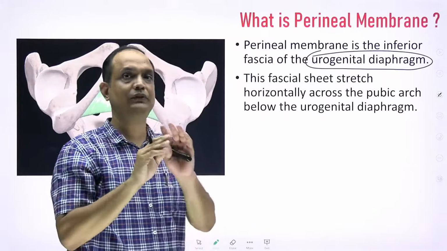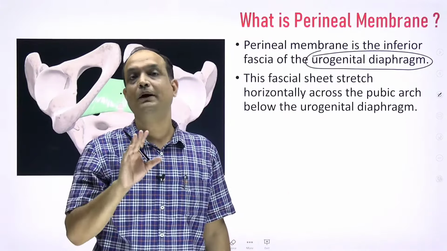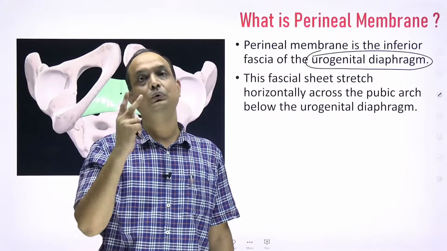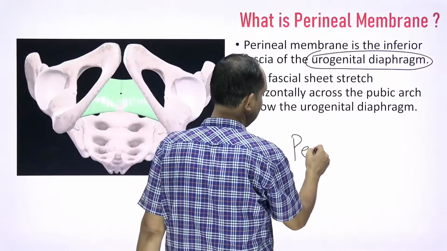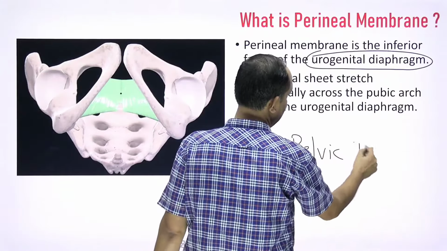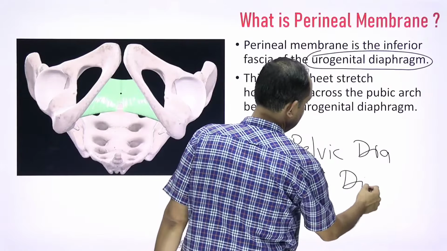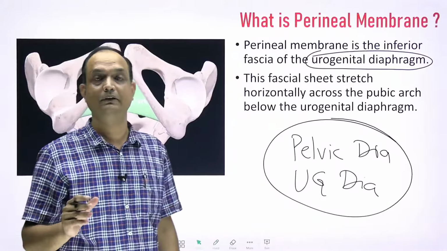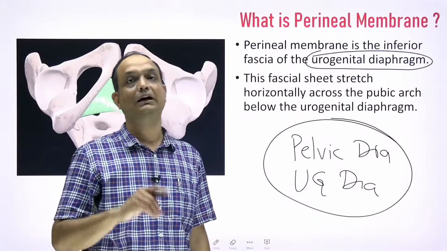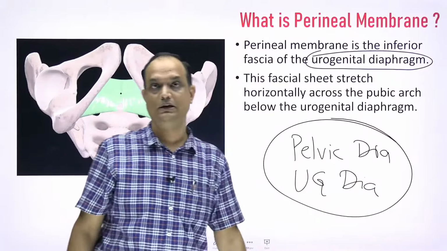Now, this is very clear to you that when we are talking about the lower part of the trunk, there are two diaphragms. What are the names? One is the pelvic diaphragm and another is the urogenital diaphragm. This is the first thing you have to understand: in the pelvis you will have two diaphragms, the pelvic diaphragm and the urogenital diaphragm.